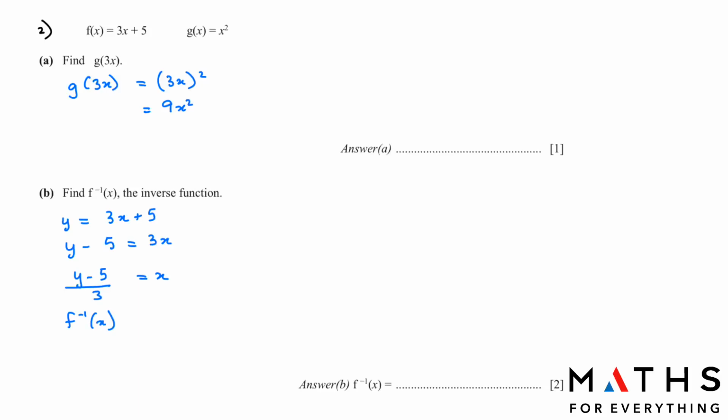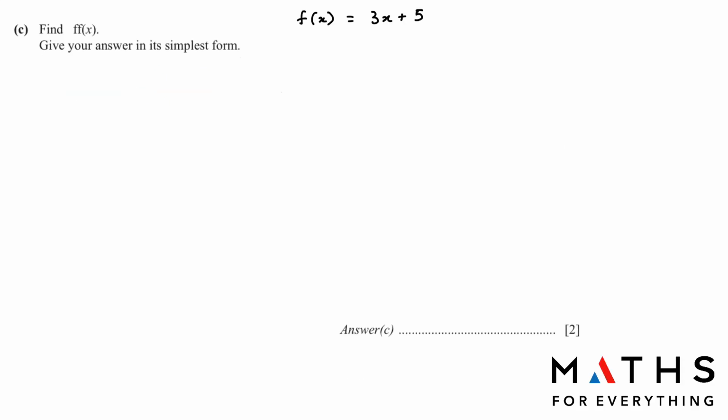Is equal to y minus 5 over 3, but we have to change the y to x. So it will be x minus 5 over 3. So it's getting easier, I hope. Now find f of f of x. We did a similar question.